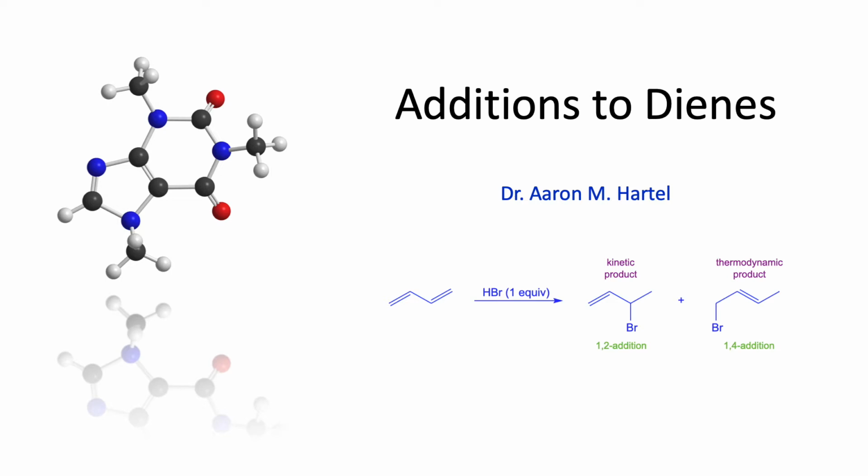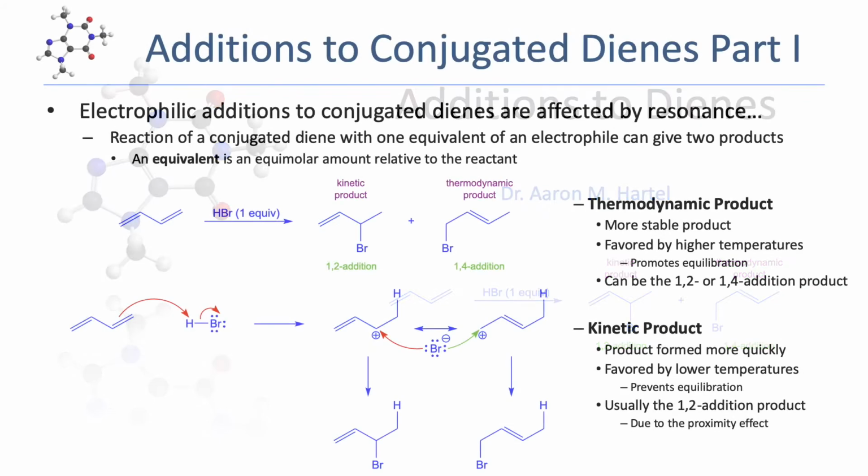In this lesson, we're going to explore the electrophilic addition reactions to conjugated and isolated dienes. Dienes are just molecules that have two alkenes, and because they're alkenes, they undergo the same electrophilic addition reactions. In a conjugated diene, the two alkenes are separated by one single bond. This creates a contiguous chain of four sp2 hybridized carbon atoms.